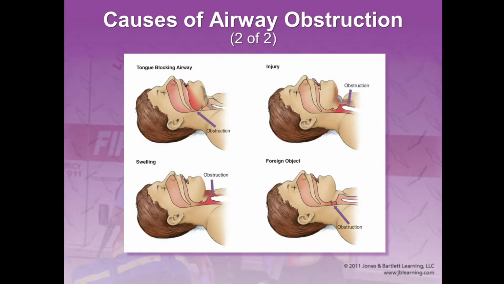Just a couple illustrations of different types of airway obstructions. Top left corner, you have your tongue blocking the airway. Obviously the obstruction part is the darker red. In the lower left, you have the swelling of an airway, which is narrowing the airway passage down in the larynx. Top right is an injury to the airway, which is causing the obstruction, and bottom right is a foreign object occluding the airway.